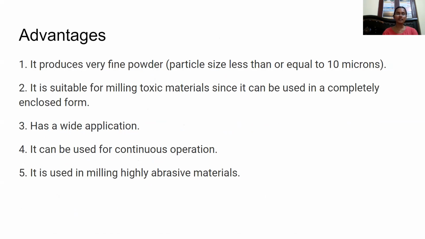Here are the advantages of using a ball mill. A ball mill produces a very fine powder of particle size less than 10 microns, and it is best suited for grinding toxic materials because the ball mill is a closed equipment, so there will not be any traces of leakage into the environment while grinding. It is also used in grinding materials which are highly abrasive, because we already know that the inner lining of the cylindrical shell is made of abrasion resistant materials.